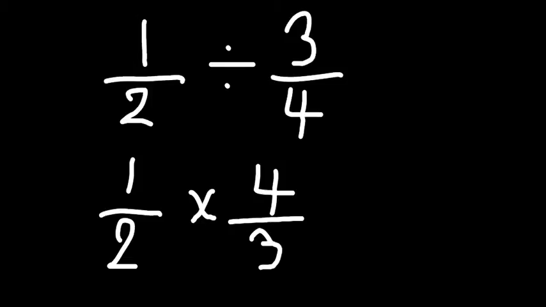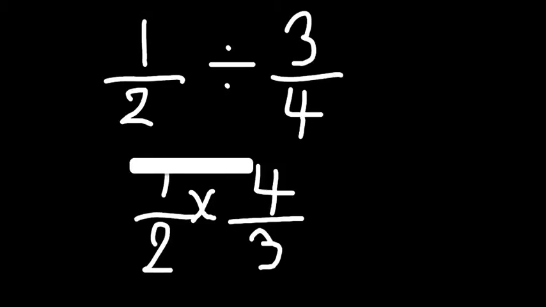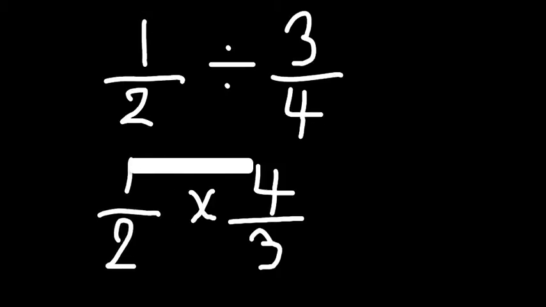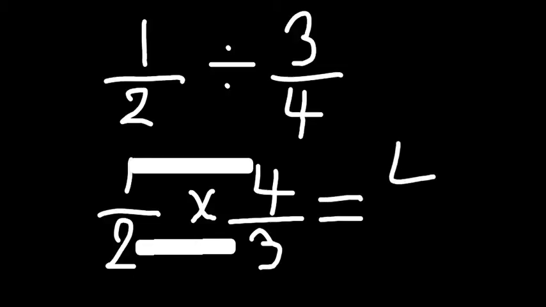You just do your normal multiplication. Multiply 1 by 4 and multiply 2 by 3. And just do the math that way. That's it. So 4 times 1 is 4. And 3 times 2 is 6.